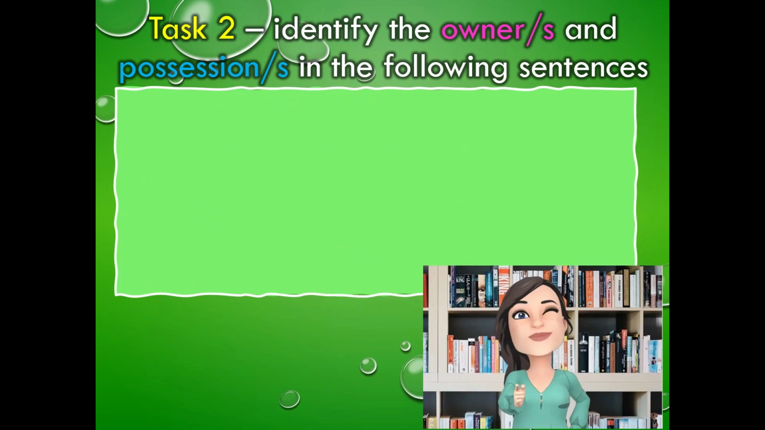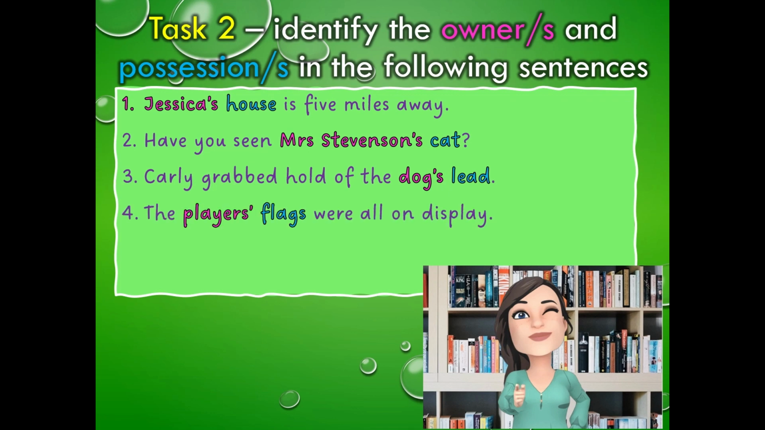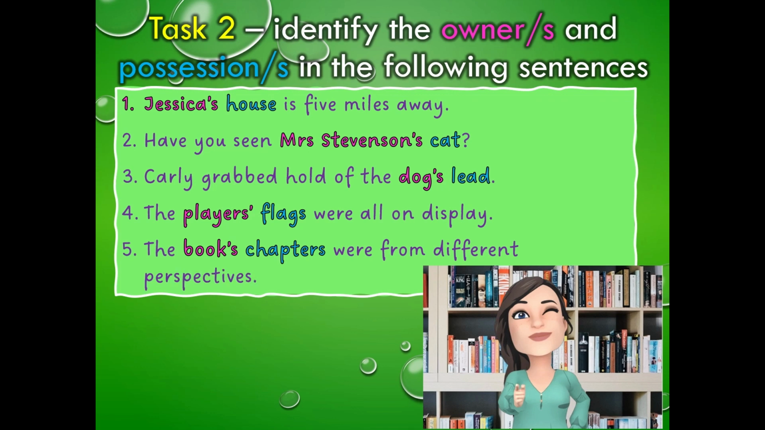Let's look at the answers. What I've done is I've put the owner or owners in pink and the possession or possessions in blue. Number 1. Jessica is the owner and house is the possession. Number 2. Mrs. Stevenson is the owner and cat is the possession. Number 3. The dog is the owner and the lead is the possession. Number 4, the players are the owners and flags are the possessions. And number 5, the book is the owner and the chapters are the possessions. How did you do?